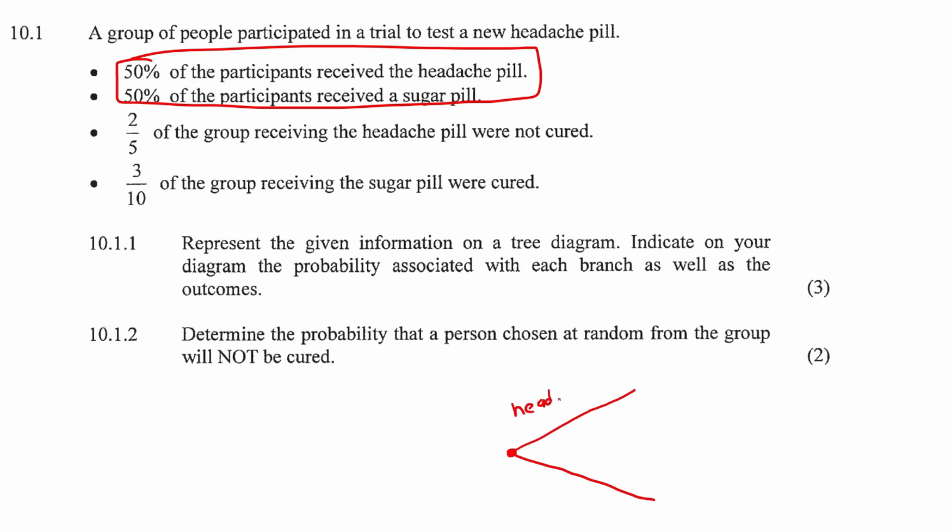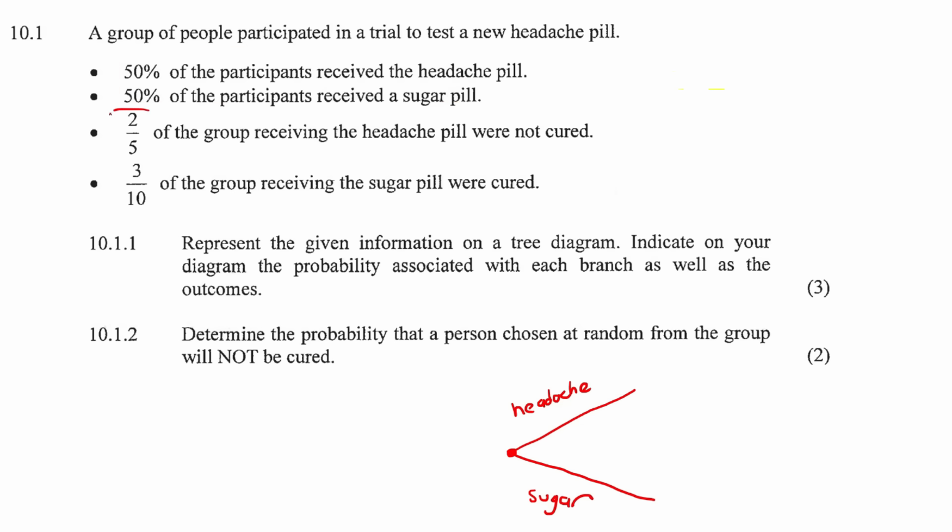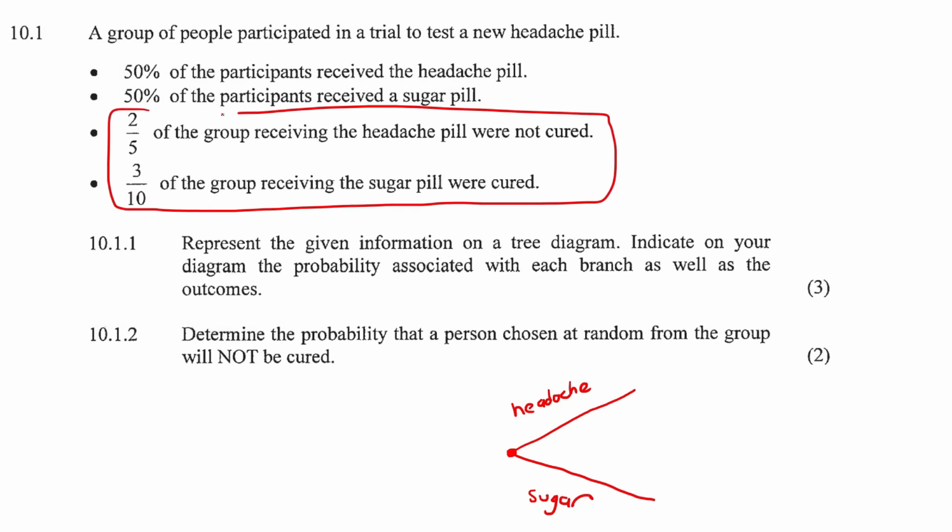These are people who received the headache pill. And then these are the people who received a sugar pill. Now, the next category is the cured and not cured. So we're going to put 2 lines from each one. So this will be cured, and this will be not cured. Well, let's just say not. And then this will be cured, and this will be not.